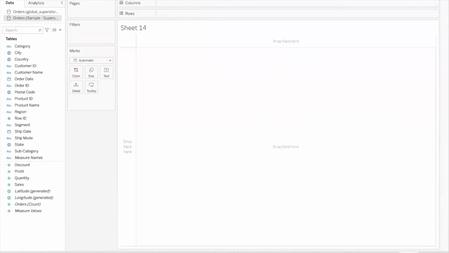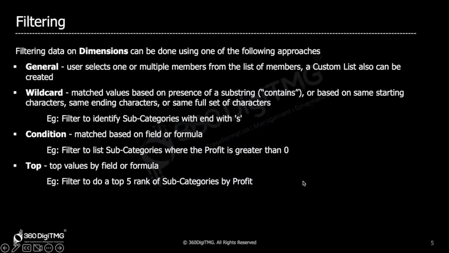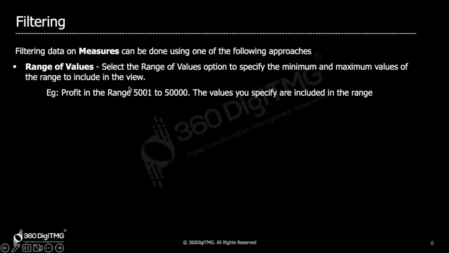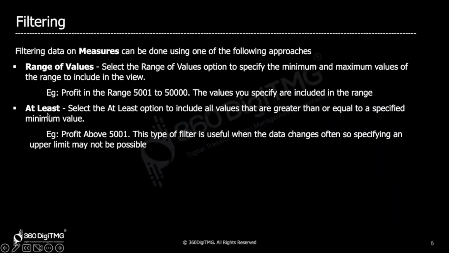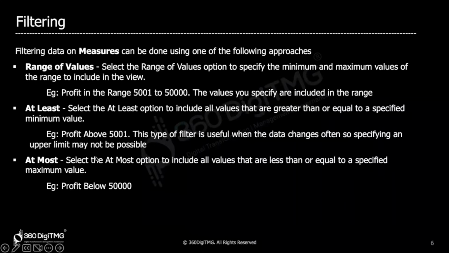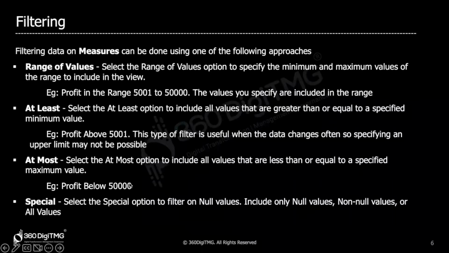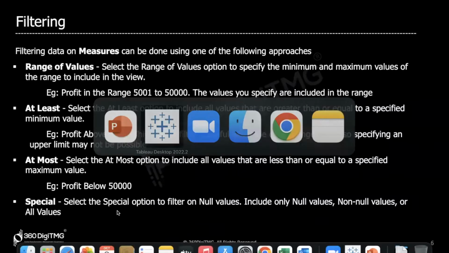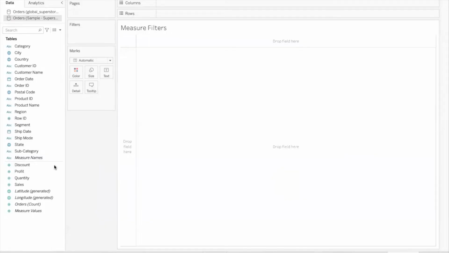Similarly, we can also put filters on measures. Measure filters. So when we talk about measure filters, we have certain options like range of values, at least option, at most option, and we have a special option. We will see these now. Okay. I will recreate the same chart across different subcategories.